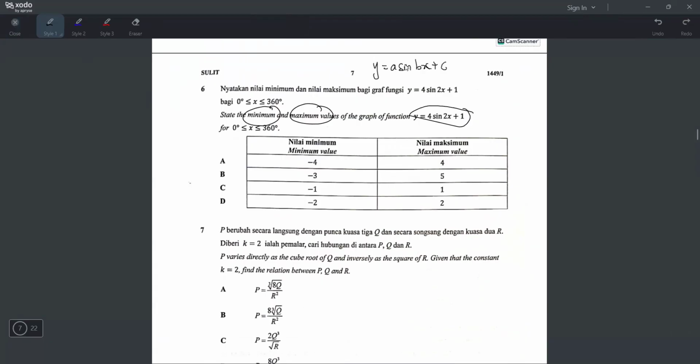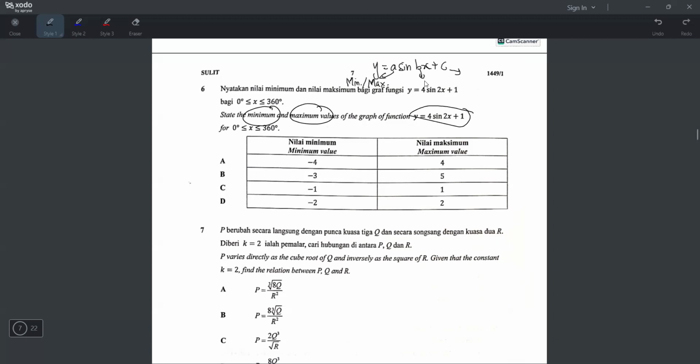This is how it looks in the general form. But you need to know what is a, what is b, what is c. If you change a, what will get affected? When you change the a value, you're changing the minimum value and the maximum value, or you can say the amplitude, right?